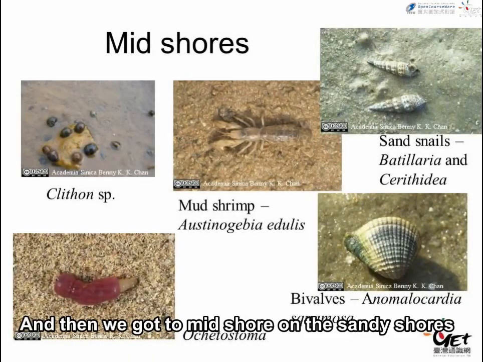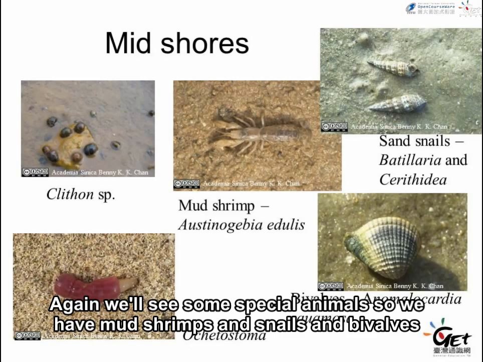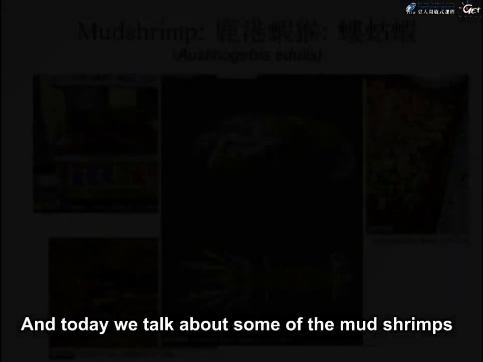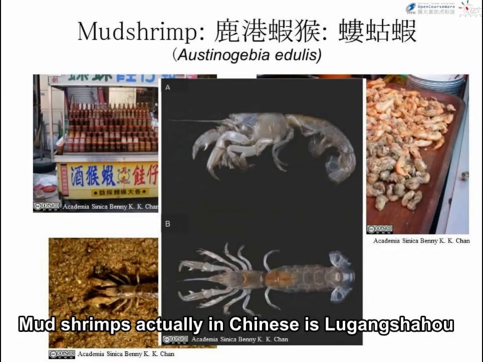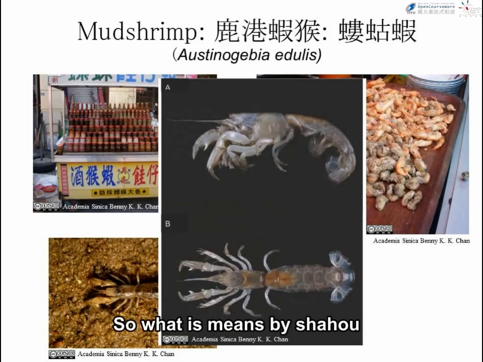And then we go to the mid shore, on the sandy shore. Again, we'll see some special kinds of animals. They will have mud shrimps and snails and bivalves. And today we'll talk more about mud shrimps. In Chinese, the mud shrimp is called Liu Gang Sha Hou. So what is meant by Sha Hou?